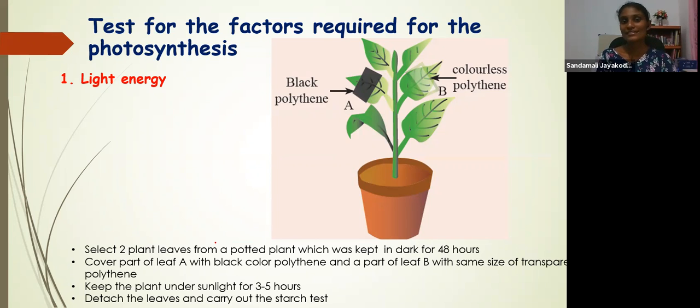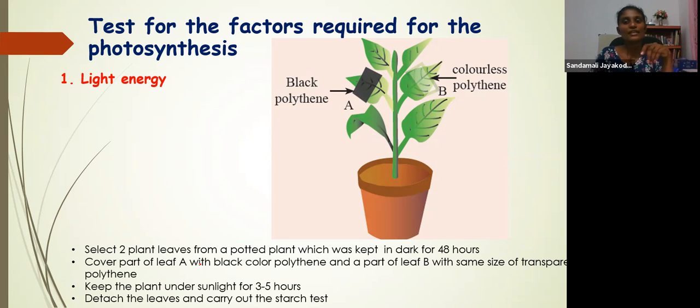So we are going to discuss here whether these factors are really required or not. But we are not going to test water, due to a particular reason. I will tell it at the end. But here we can test light energy, carbon dioxide, and chlorophyll. So this is about light energy. Here what we have to do is take a potted plant, a plant which was planted in a pot. We have to take it because we have to keep it under dark conditions for 2 days.